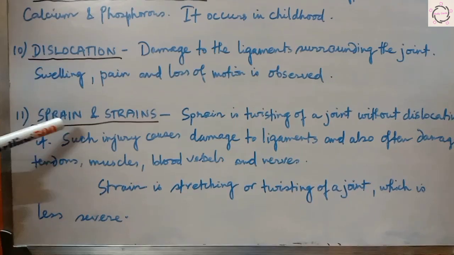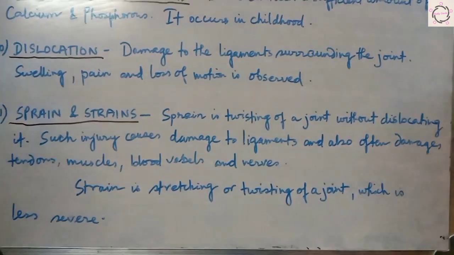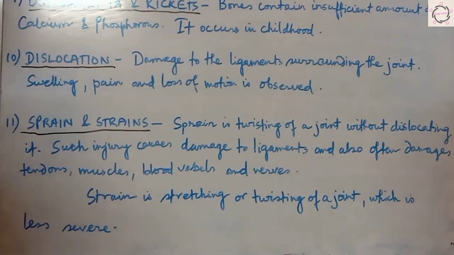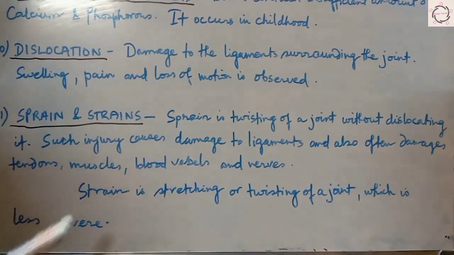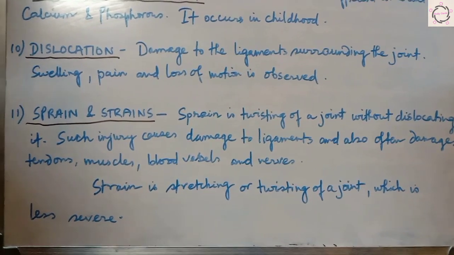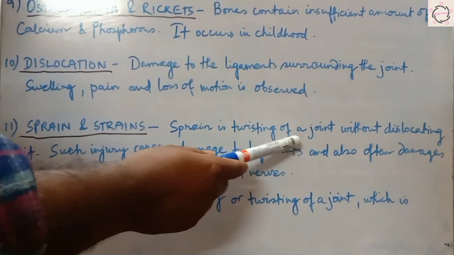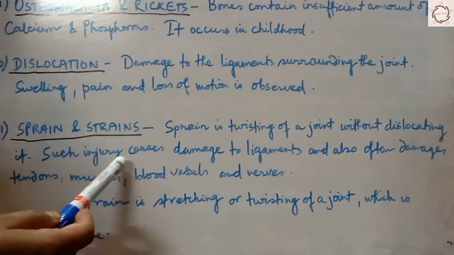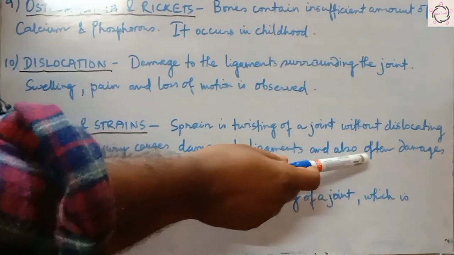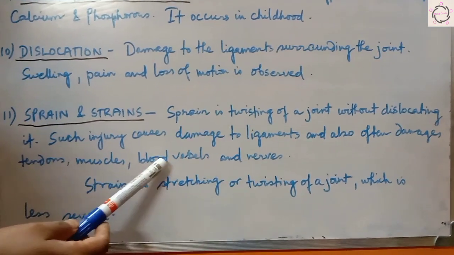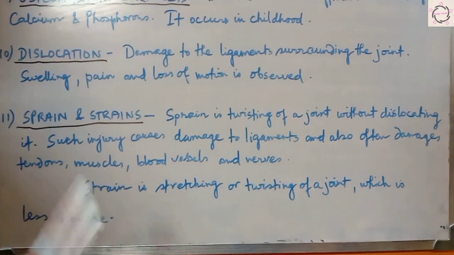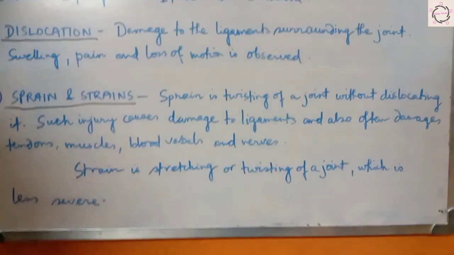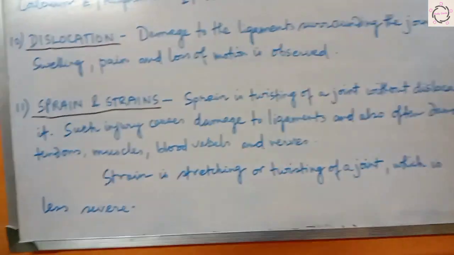And number 11, sprain and strain. Look, we often use these two terms, sprain and strain, mostly in case of athletes. So what is sprain? I have differentiated it for you. Sprain is twisting of a joint without dislocating it. So it is not dislocating. Such injury causes damage to ligaments and also often damages tendons, muscles, blood vessels and nerves. Now in contrast, what is a strain? Strain is stretching or twisting of a joint which is less severe.